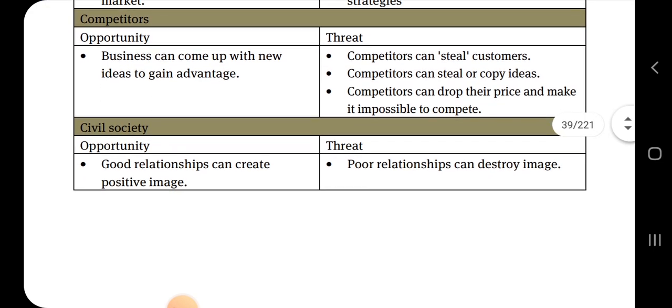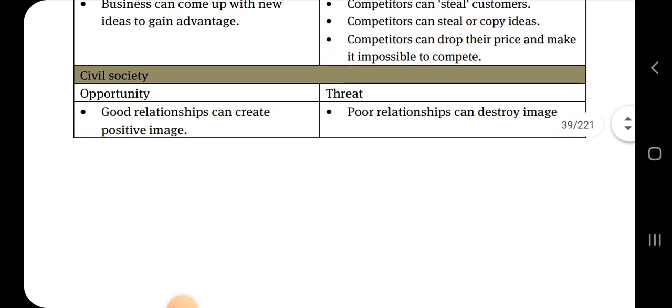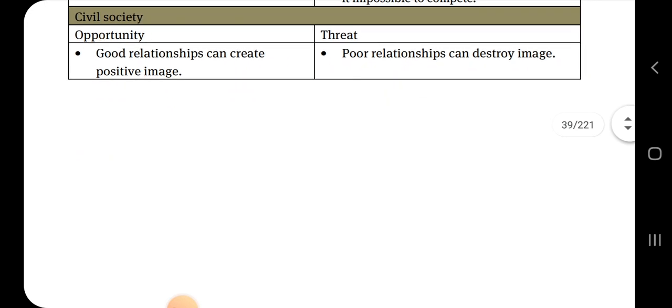And then we have competitors. Competitors can come up with new ideas to gain advantage. Competitors are people that you're competing with who are selling the same product as you. And then threats: competitors can steal customers. Competitors can also copy your ideas. Those are threats. And then opportunities with civil societies, that a good relationship can create a positive image.